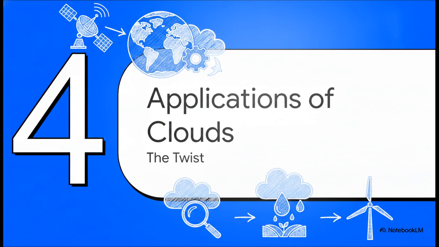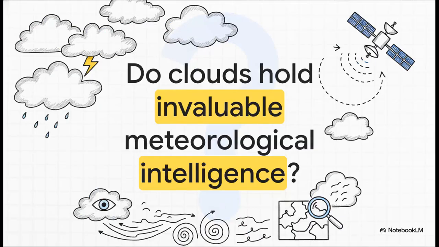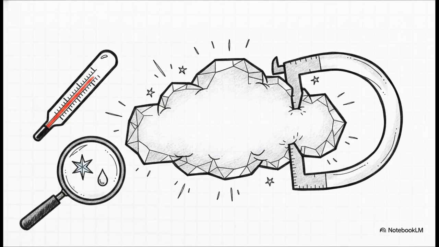All right, Section 4. Applications of detected clouds, the twist. So we've spent this whole time treating clouds as nature's contaminant, right? Like the villain of our story. But what if clouds aren't just an obstacle to clear away? What if they actually hold invaluable meteorological intelligence? Turns out, once we confidently assign a pixel into that cloud-filled bucket, it becomes an absolute goldmine of data.